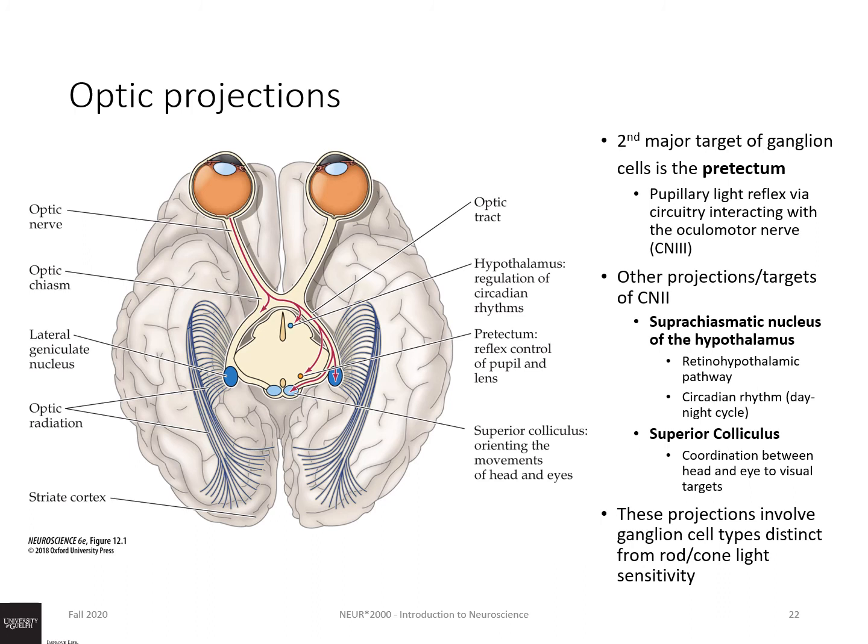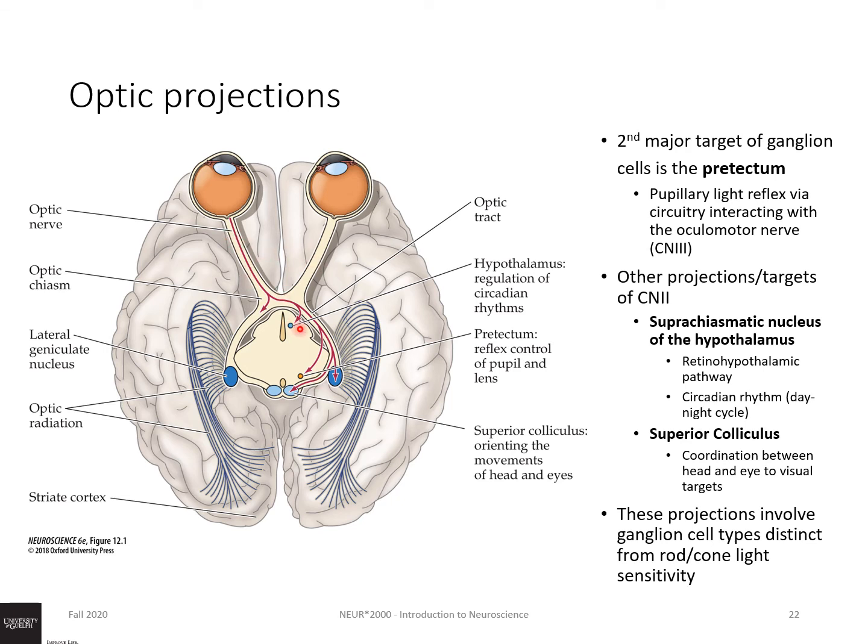So the second major target of these ganglion cells is the pretectum. The pretectum is responsible for the pupillary light reflex. So this interacts with circuitry of the oculomotor nerve. And then there are other projections and targets of the optic nerve.